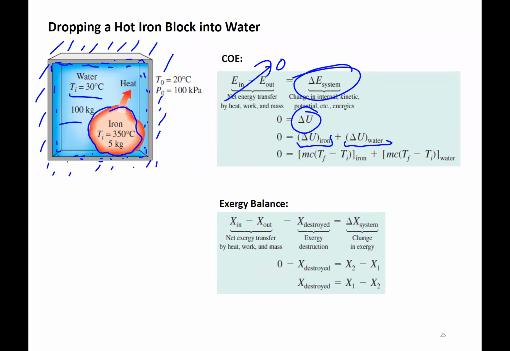They're both at these conditions incompressible substances, so we substitute in our equation for delta U for an incompressible substance for iron and water.